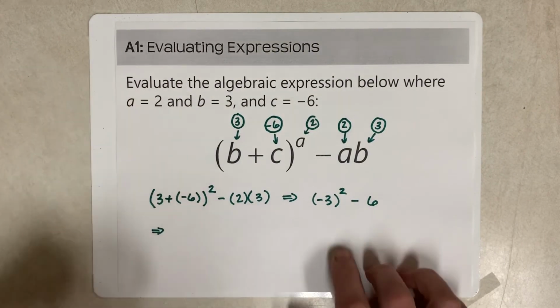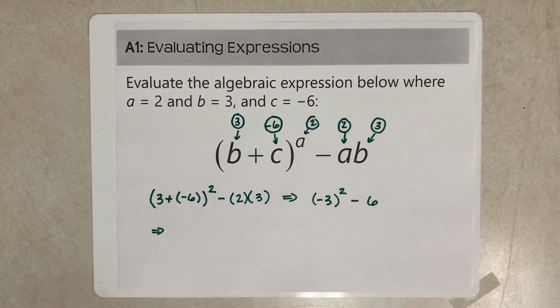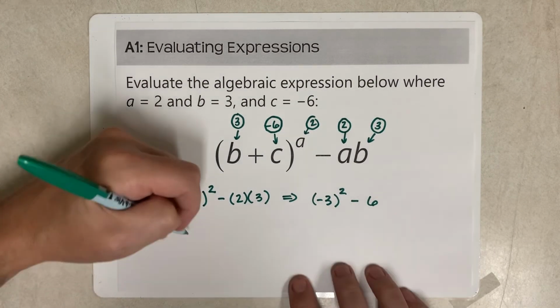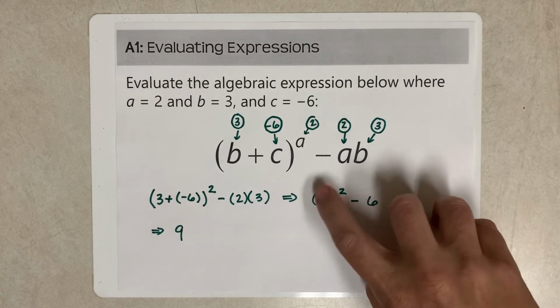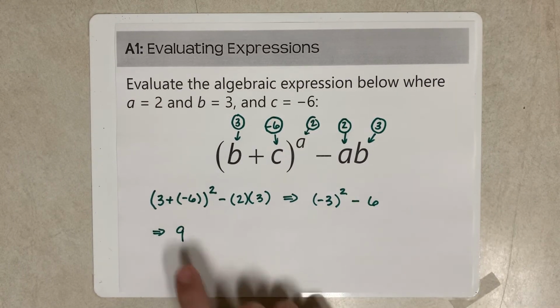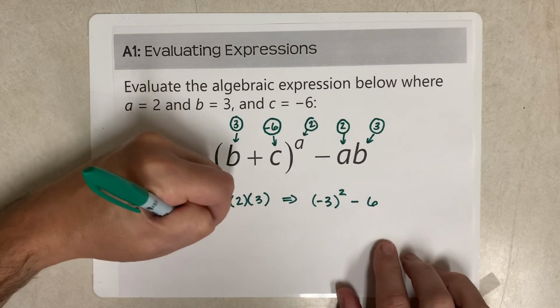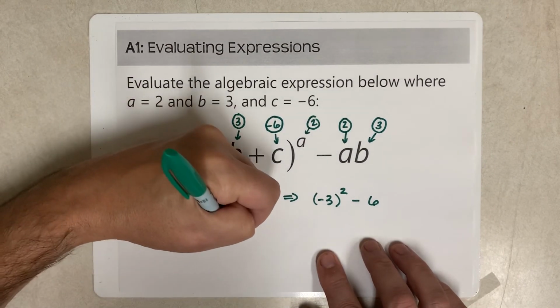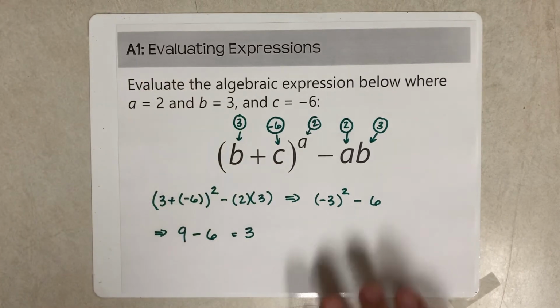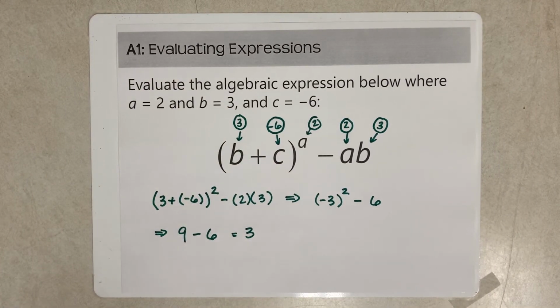All right, now -3 times another -3 is actually going to be +9, because negative times negative is positive. When you square a negative, it's always positive. Minus 6. And then we got 9 minus 6, and that's just going to be 3, right? So that whole thing just basically reduced down to just 3.